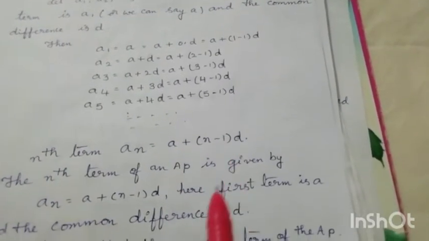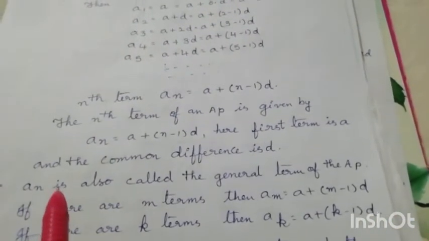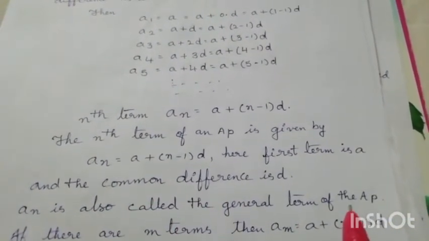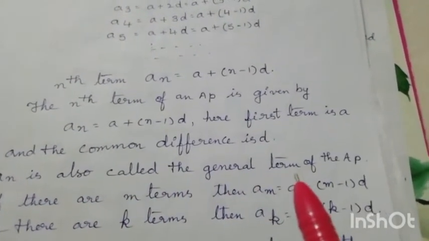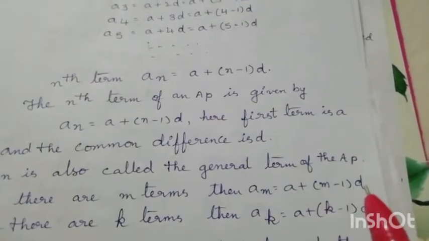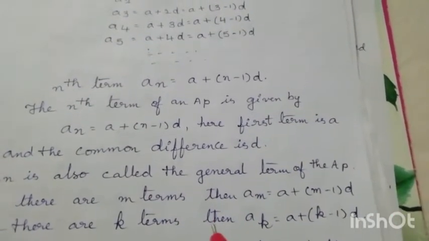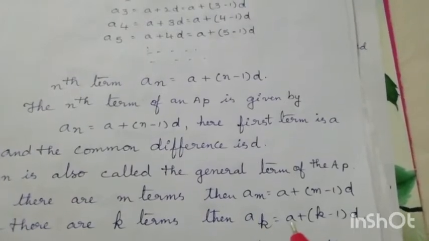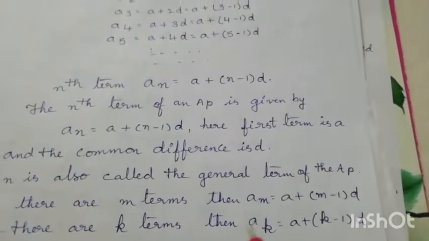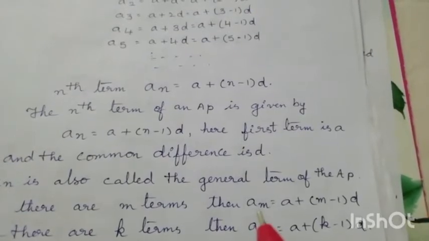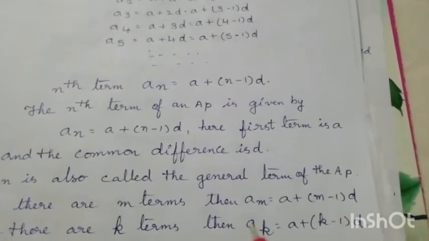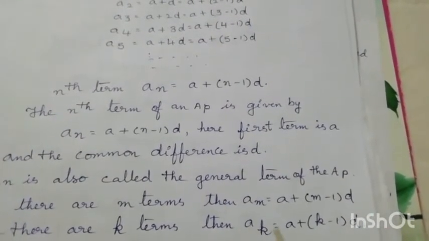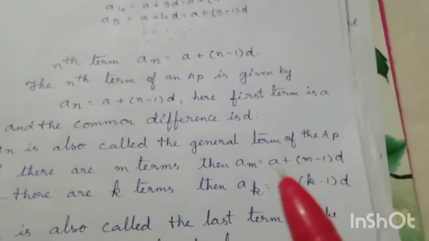Here A is the first term and D is the common difference. Next, An is also called the general term of the AP. Suppose there are m terms in the AP, then Am we can write as A plus m minus 1 into D. If there are k terms, Ak is equal to A plus k minus 1 into D. The kth term is Ak and the mth term is Am.